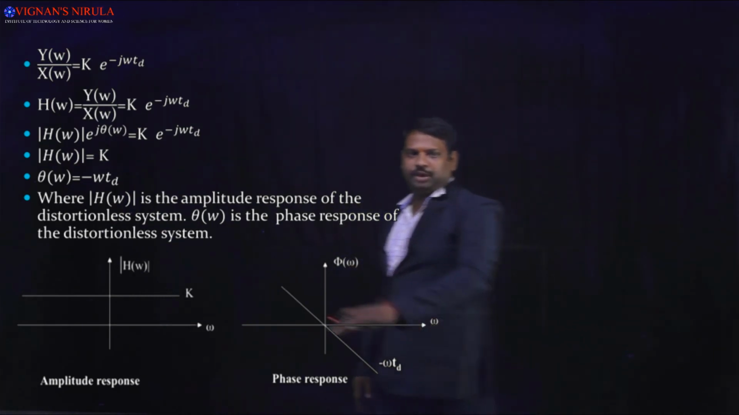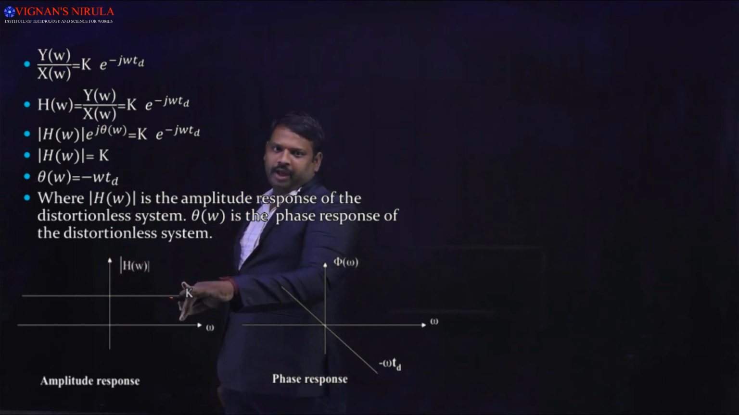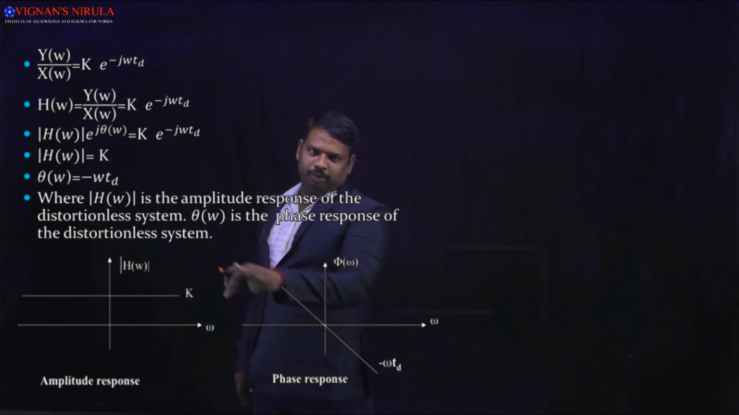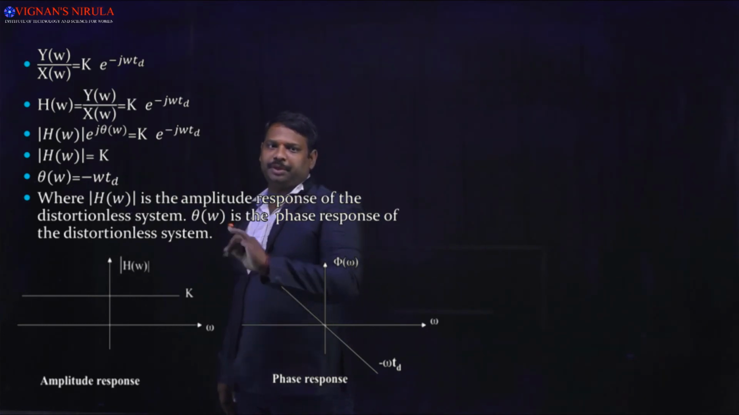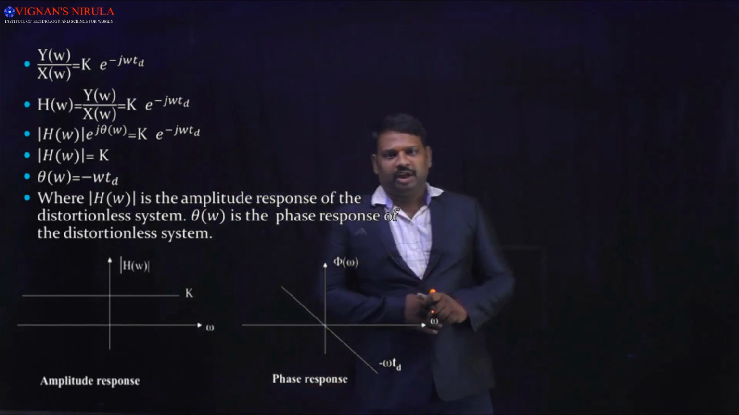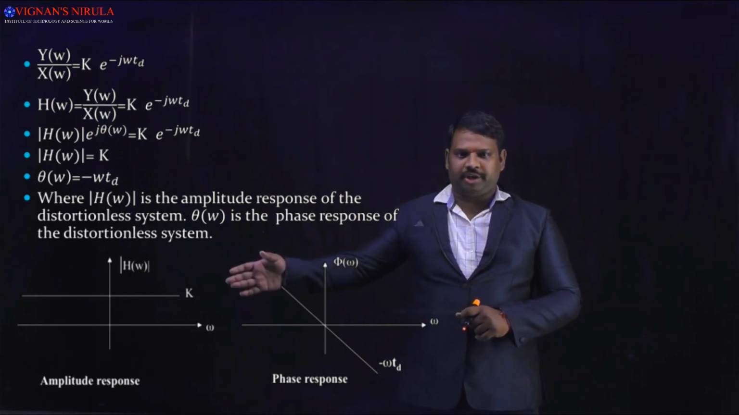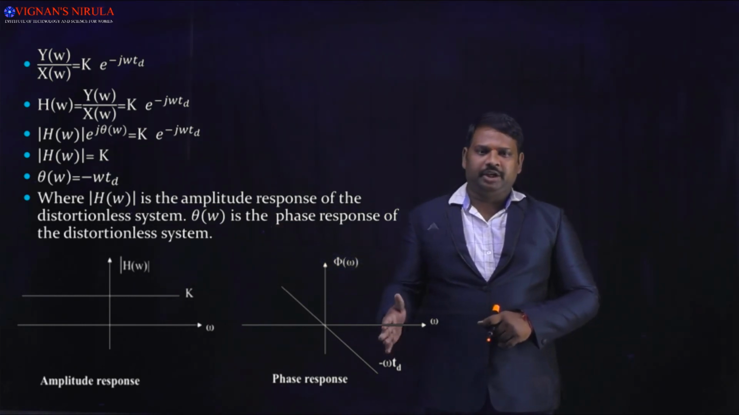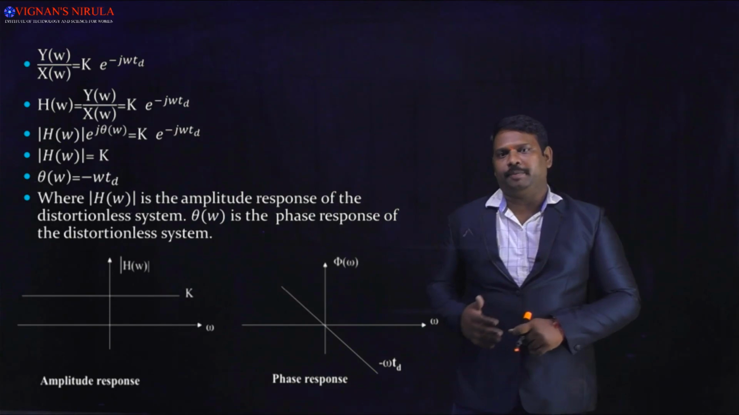That is, the magnitude spectrum as well as the phase spectrum. We observe that the magnitude spectrum is a constant value of k for all values of omega. Similarly, the phase spectrum varies linearly: for positive values of omega its value is negative, and for negative values of omega its value is positive. Therefore, these are the two conditions for a distortionless system: the magnitude spectrum should always be constant, equal to a particular value k for all values of omega, and the phase spectrum should be linear, with theta of omega equal to minus omega into td.